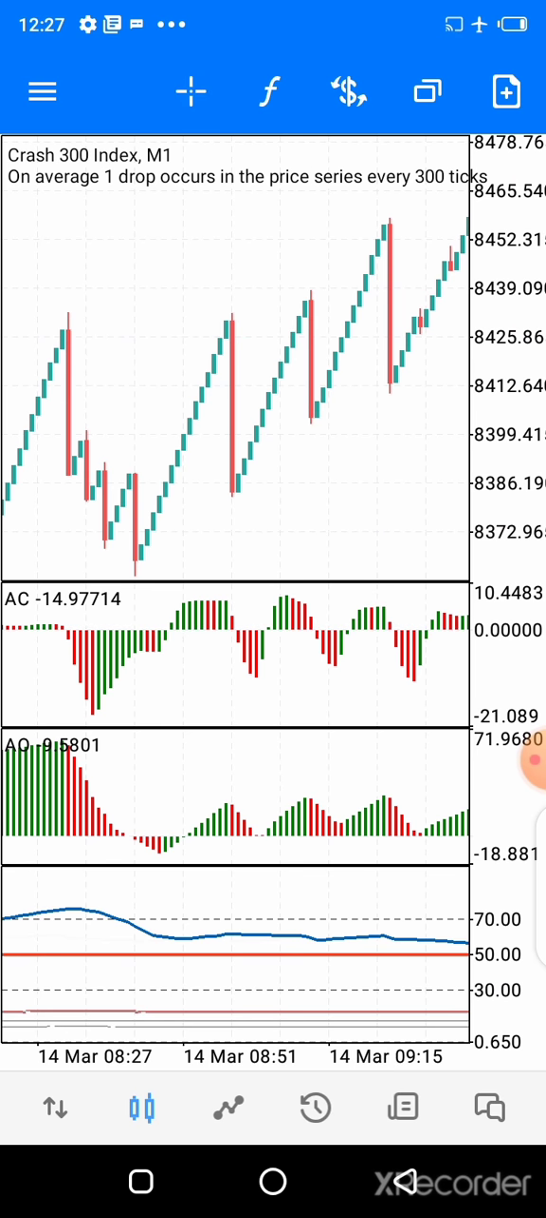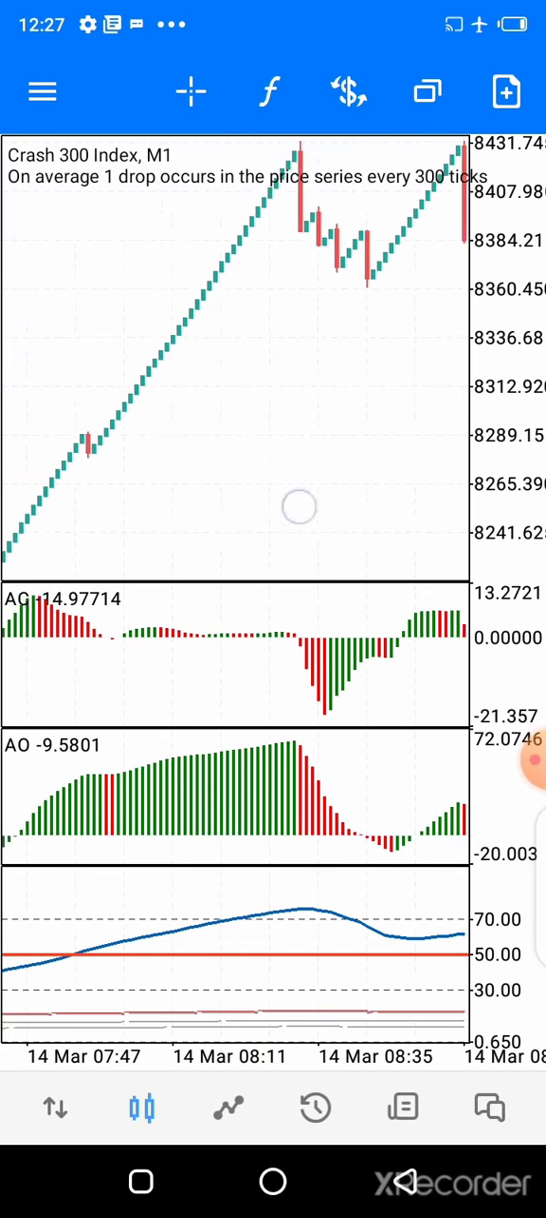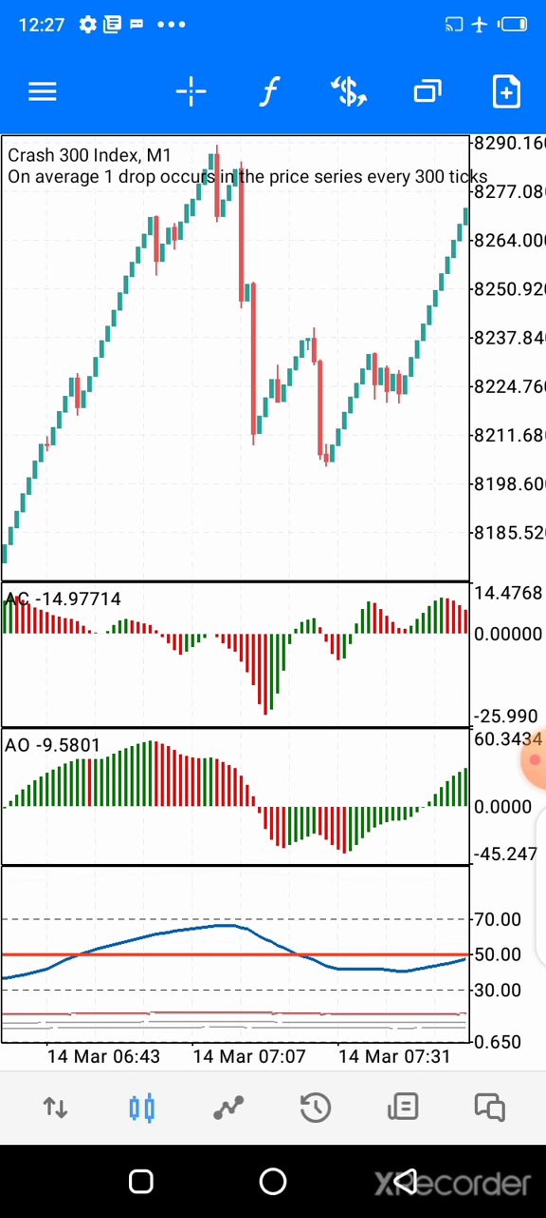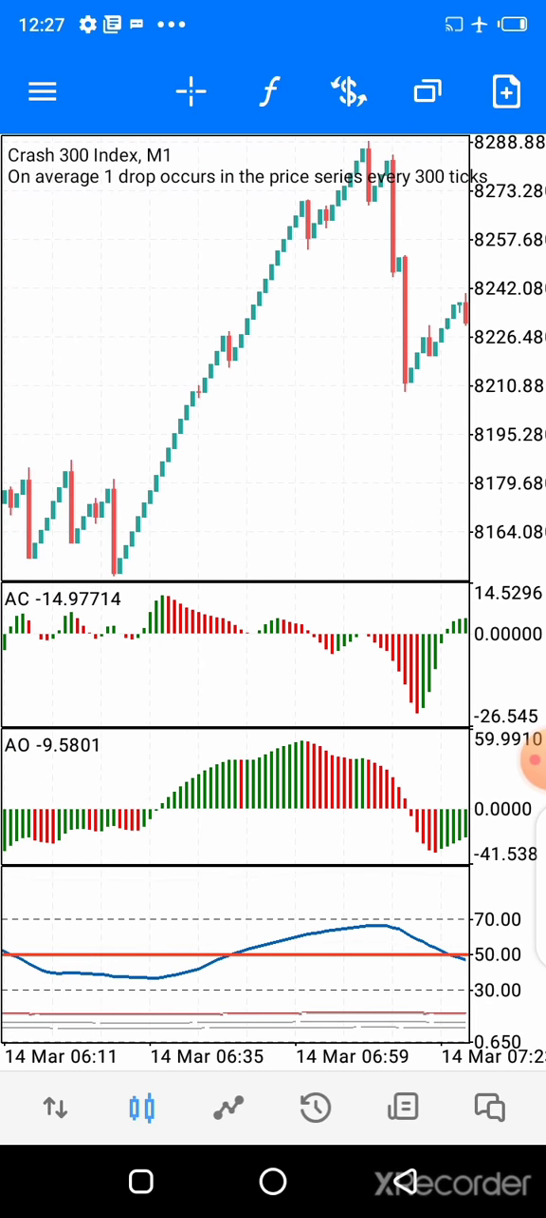So you can backtest this on your own. If you watch, it is almost 100% accurate. No strategy is 100%, but this is almost 100. So just in case you jump in and it spikes against you, please do not hold that trade. Close it immediately. That could be manipulation from the broker itself.